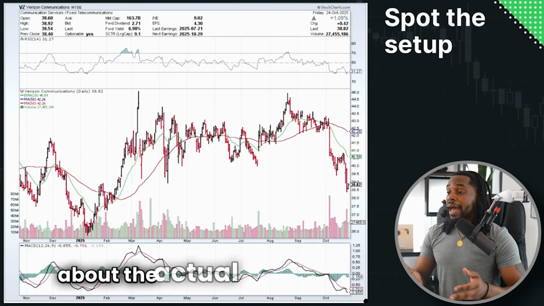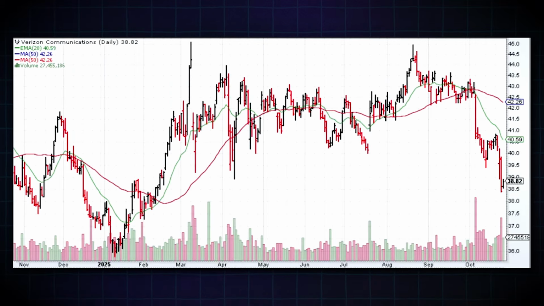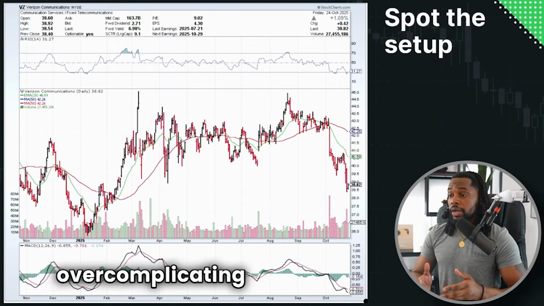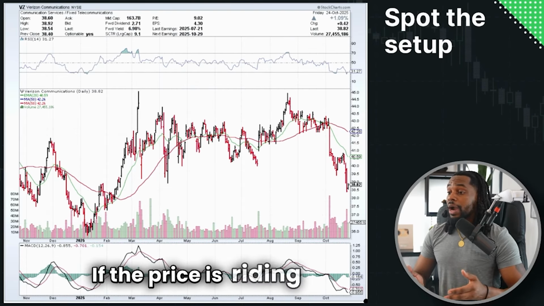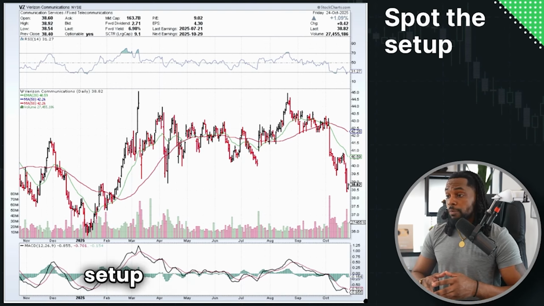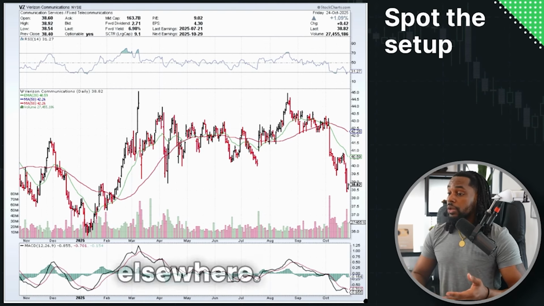Now let's talk about the actual moment a setup forms. That's the point where you can tell something's about to happen before the move even starts. Here's what I'm looking for. When the price is trading above the 20-day EMA, like the example that we have here, the green line on screen tells me that buyers are still in control. It's a very quick way to gauge trend direction without overcomplicating things. If the price is riding above that line and holding it cleanly, I'm focused on a long setup or buying. Or if it's trading below, I stay patient or look elsewhere.